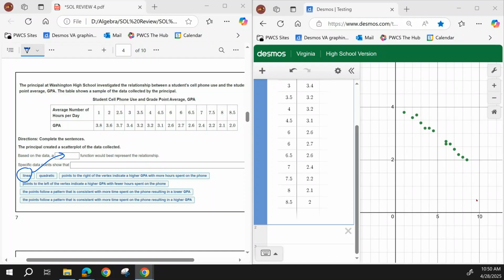Our points as we go to the right. So this x-axis represents how long you're on your phone. This y-axis represents your GPA. So as we increase the amount of time on our phone, it looks like the GPA is going down. So these points follow a pattern that is consistent with more time spent on the phone, resulting in a lower GPA. So that is the relationship that exists here. It's linear because it looks like we could draw a straight line through it. And as my time increases, my GPA decreases.